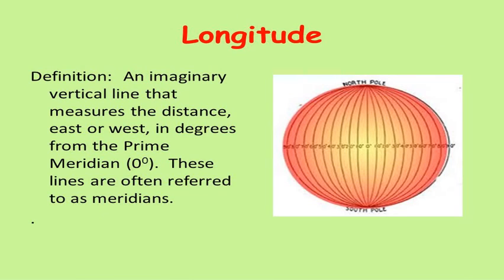Students, first we are going to discuss the longitude. An imaginary line or the vertical line that measures the distance east or west in degrees from the prime meridian. These lines are often referred to as the meridians. So they are called lines of longitude.